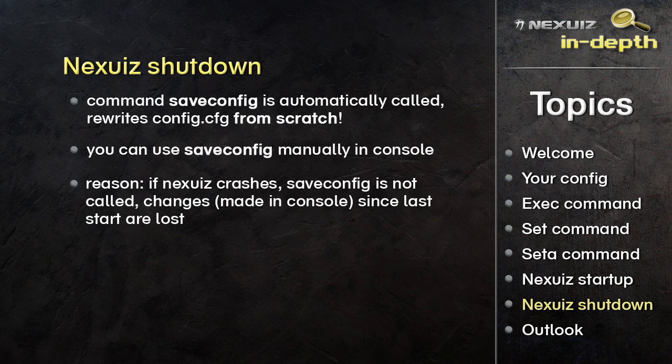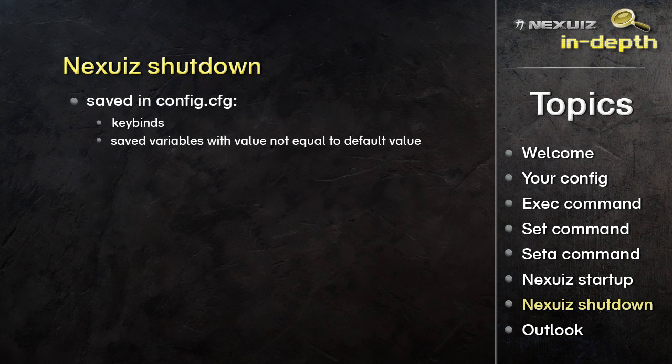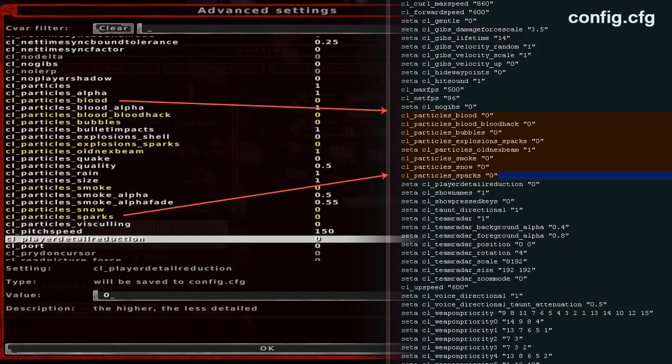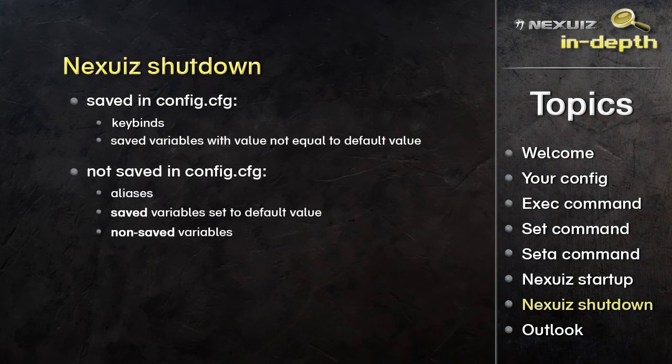Now you might wonder, well, but what is actually being saved to the config? What is being saved are your keybinds and also the variables marked as saved that have a different value to their default value. You can check that yourself by opening the config file in a text editor, and you'll see that it contains all the variables from the advanced settings menu from the previous episode that are written in bold yellow color. What is not saved are aliases, then saved variables which already have the default value, and of course variables that are not marked to be saved.